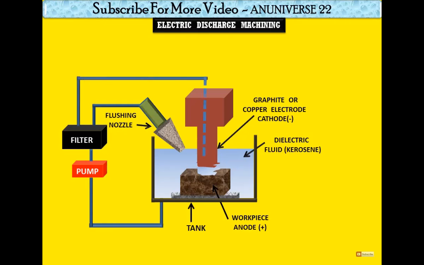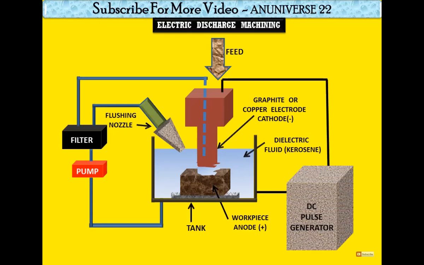From here, the electric supply goes to the electrode from the filter. And this is the feed, generally a servo control unit. The feed is provided from the servo control unit, which maintains a constant machining gap that ensures the occurrence of the active discharge between the two electrodes.